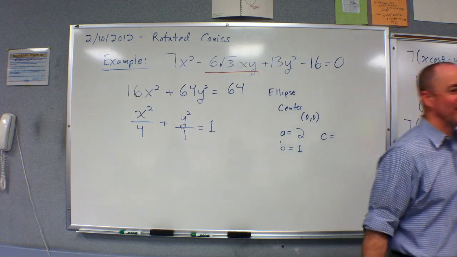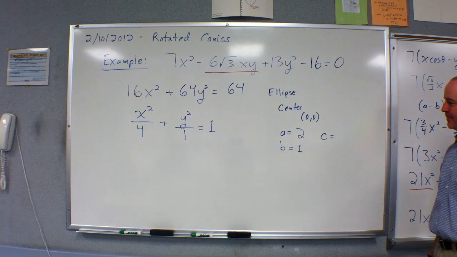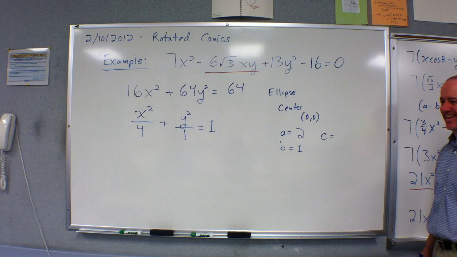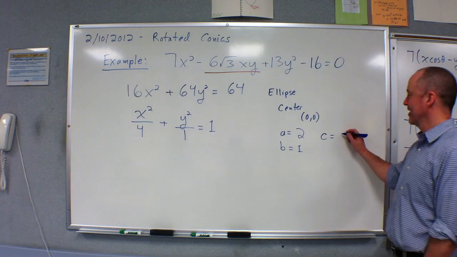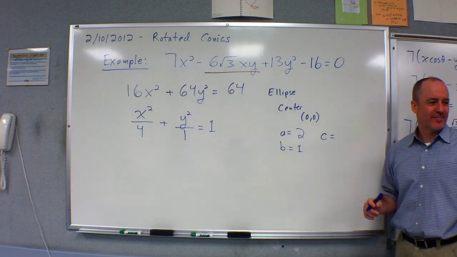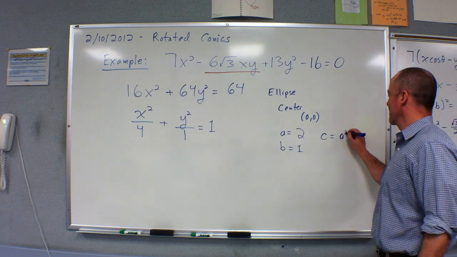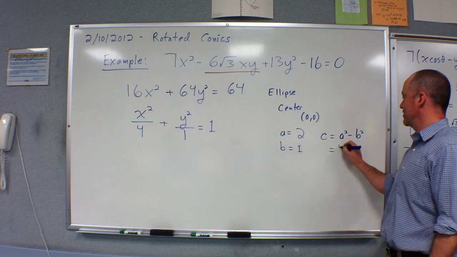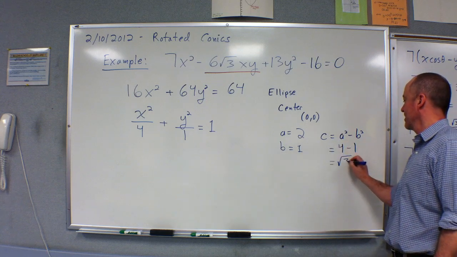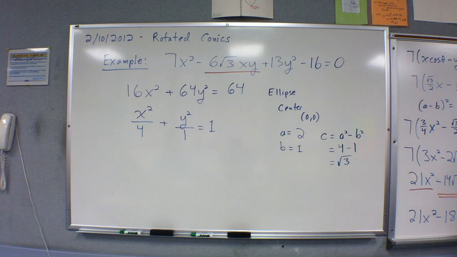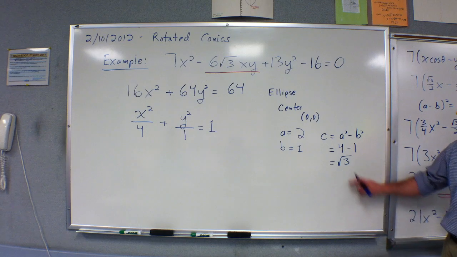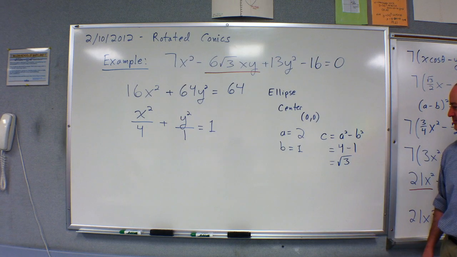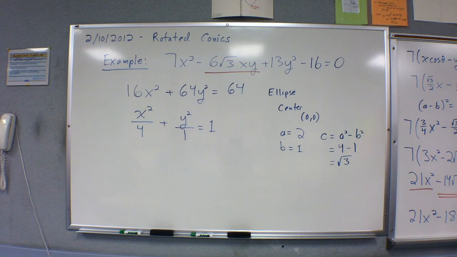What's C? How far are the foci from the center? What's my formula? Daryl gave me what it would be on a hyperbola, but the foci are inside the ellipse, so C squared equals A squared minus B squared. That's 4 minus 1, root 3. Square root of 3, which is between 1 and 2, about 1.7, because it's between the square root of 1 and the square root of 4.